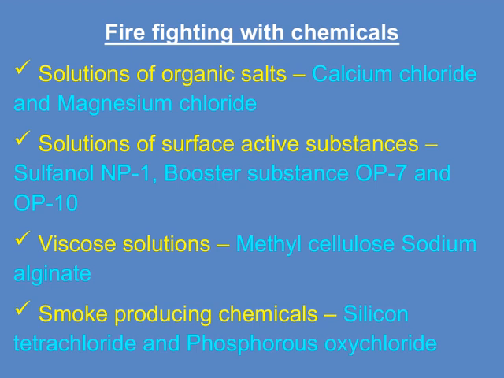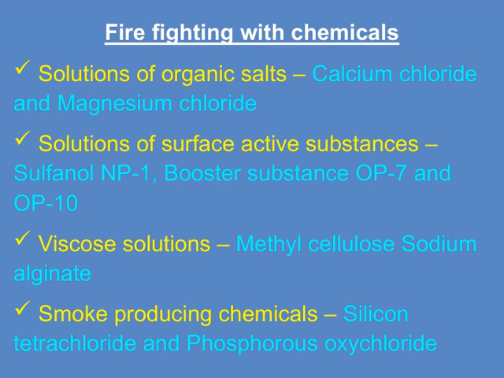We also use viscose solutions, including methyl cellulose and sodium alginate. These are thickening agents that help in forming a stable foam or gel, which can be applied to control fires, especially in sensitive environments or where a more controlled application is needed. Finally, some chemicals produce smoke, such as silicon tetrachloride and phosphorus oxychloride. While these might sound counterintuitive, in certain fire suppression scenarios, smoke-producing chemicals can be used to displace oxygen or create a barrier, aiding in fire control.